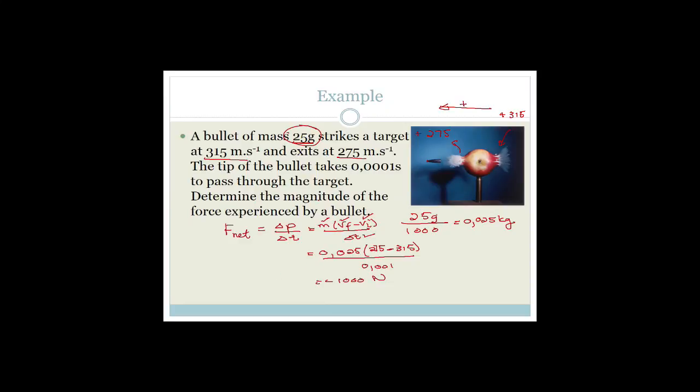So it says determine the magnitude of the force experienced by the bullet. And that makes sense. The bullet has slowed down, so therefore the force has to be in the opposite direction to the motion. So you could either leave it like that as minus 1,000 newtons, but they've asked you for the magnitude, so you could just write the answer, which is 1,000 newtons. If they asked you to determine the force experienced by the bullet without the word magnitude, you would have to write 1,000 newtons backwards, okay, because obviously it's been slowed down.